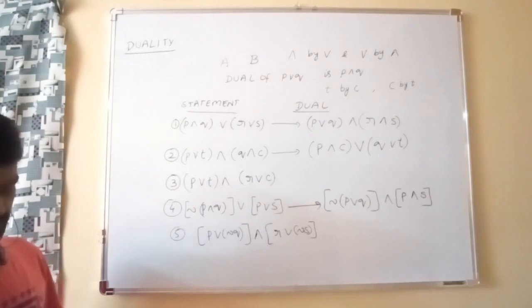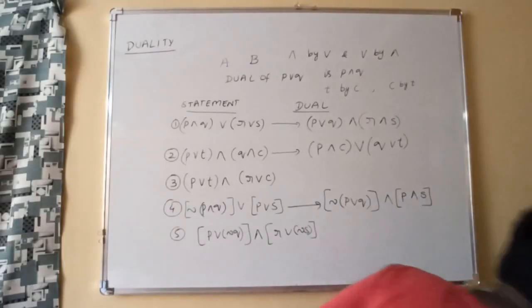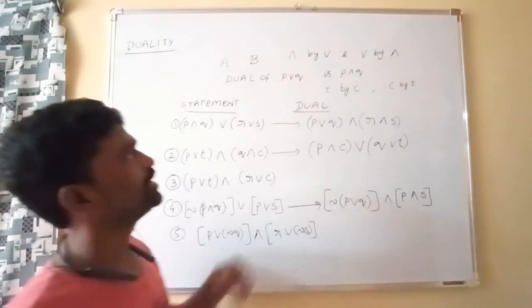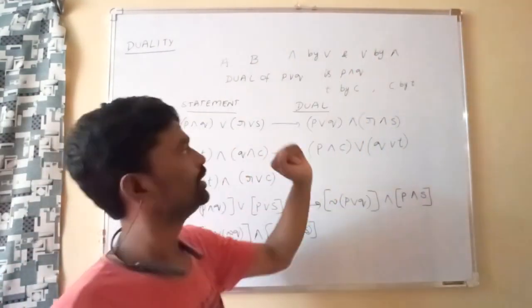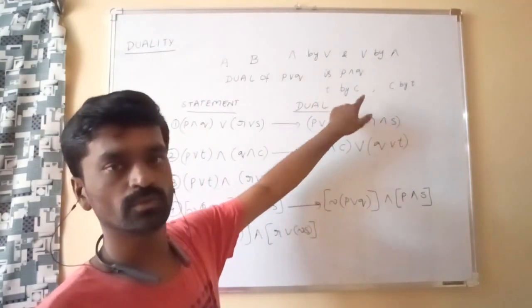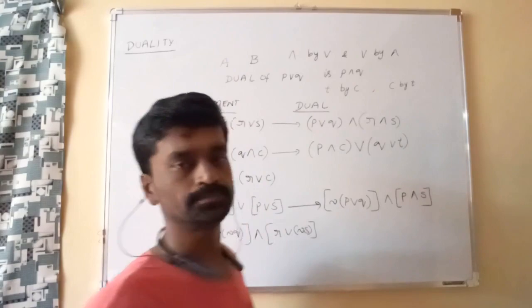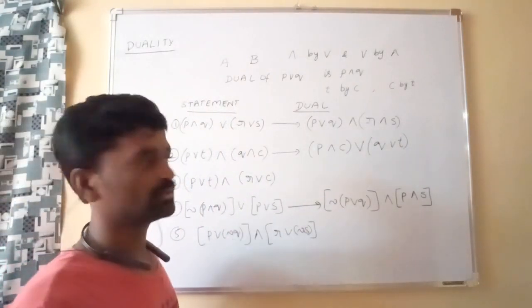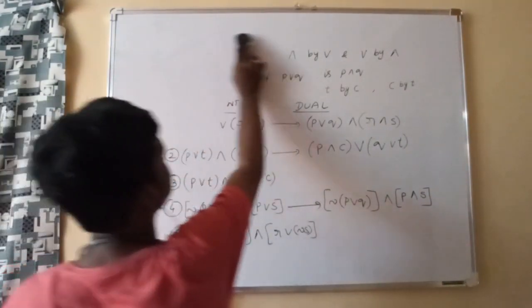So next I am going to discuss previous year mains problems. Just dual means replace the and symbol by the or symbol and the or symbol by the and symbol. And if tautology is present, you replace tautology by contradiction symbol and contradiction by tautology. So whatever statement you get after doing this, that is the dual.